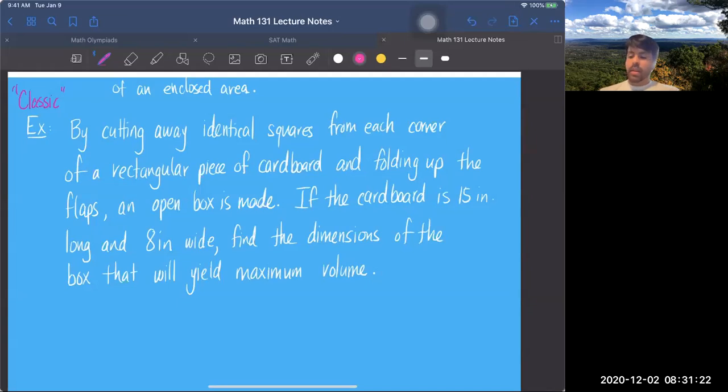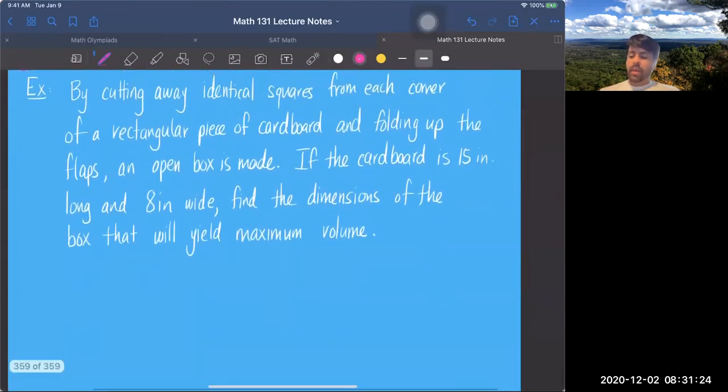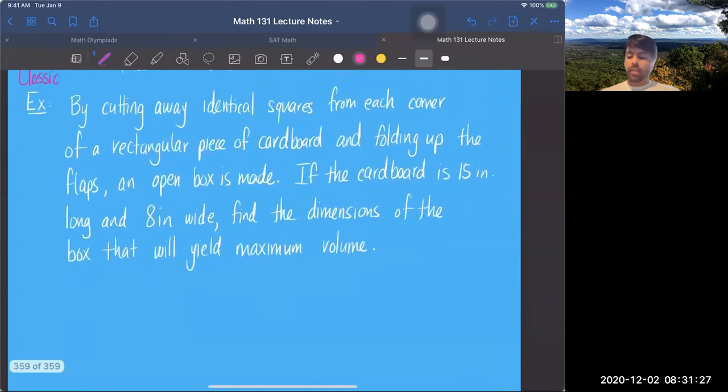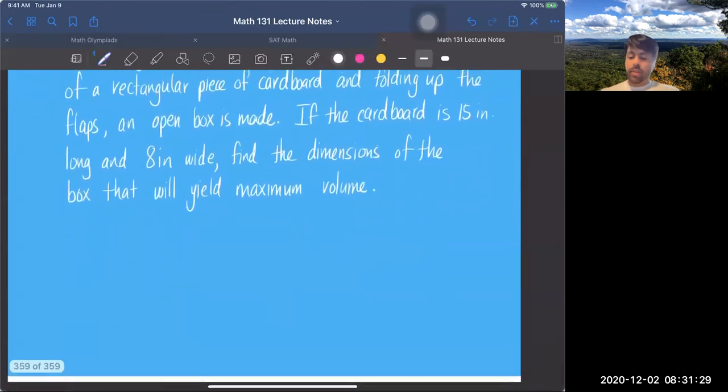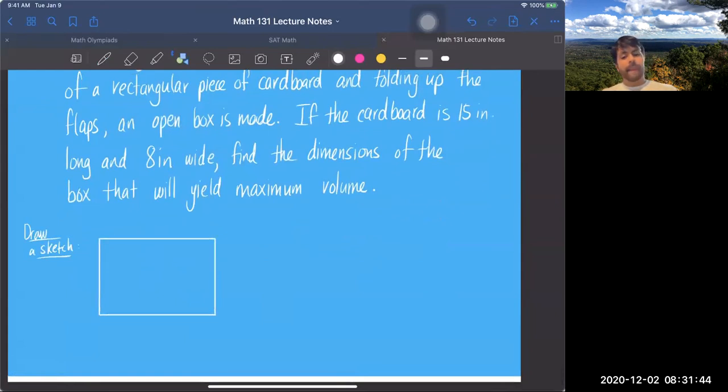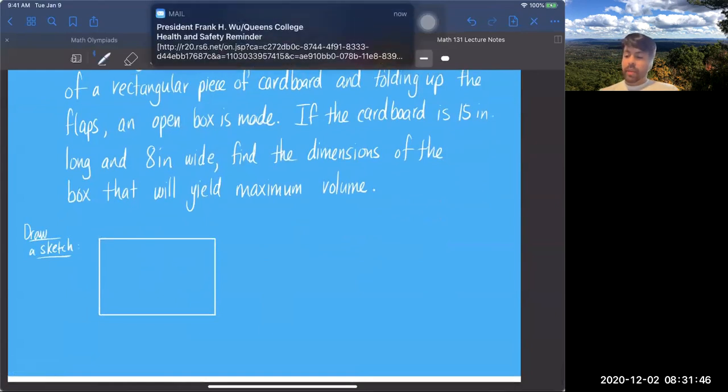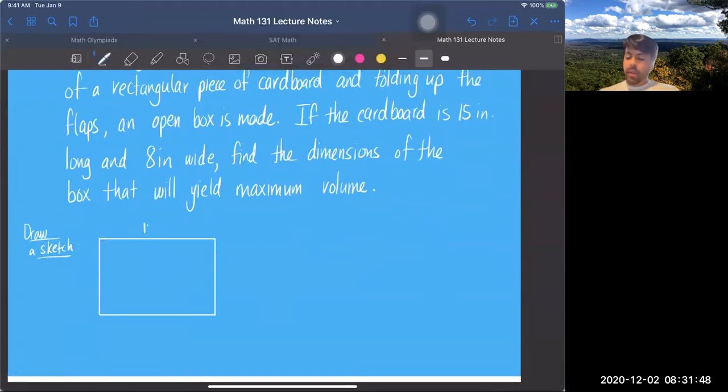Okay, so now that we have this a little bit understood, let's first draw this out. Drawing always helps, guys. So draw a sketch. What are we drawing a sketch of? A rectangle. And what do we know about the rectangle? We know this is 15 inches, and we know that this is 8 inches.